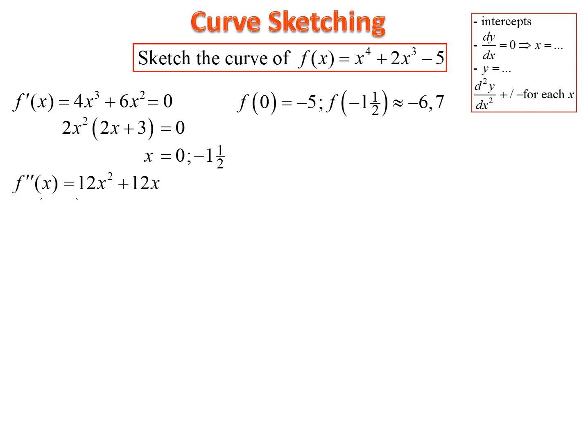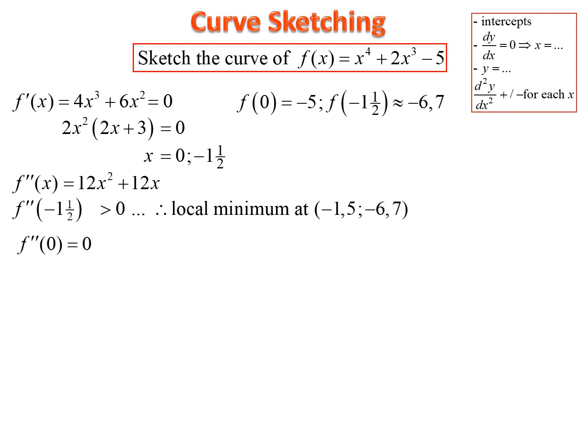Second derivative, we're now testing the nature of these stationary points. So when I substitute -1.5, it's greater than 0, and you can see very quickly that that's the case. It doesn't take much to do it, and therefore it's a local minimum. And I substitute 0, and I get 0. So here's another point of inflection.